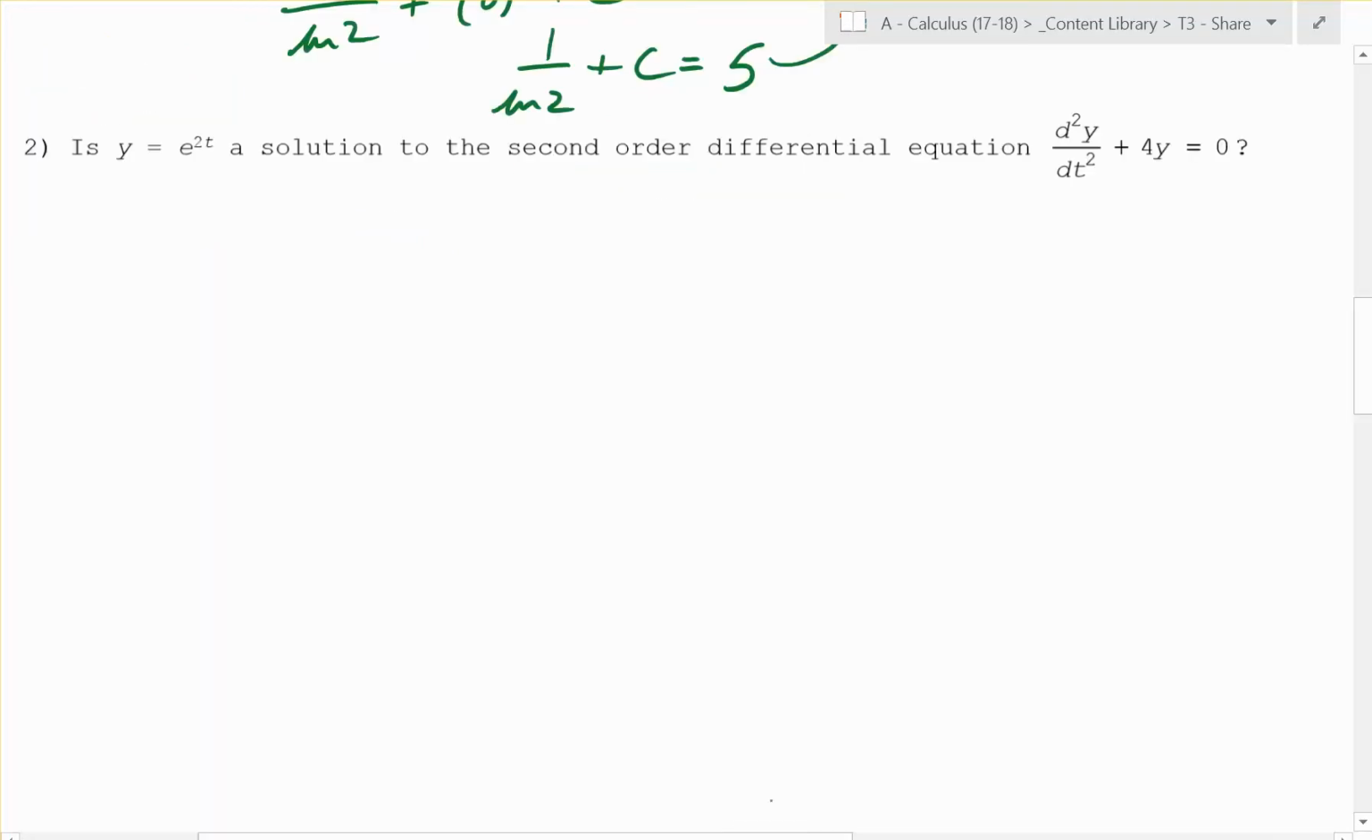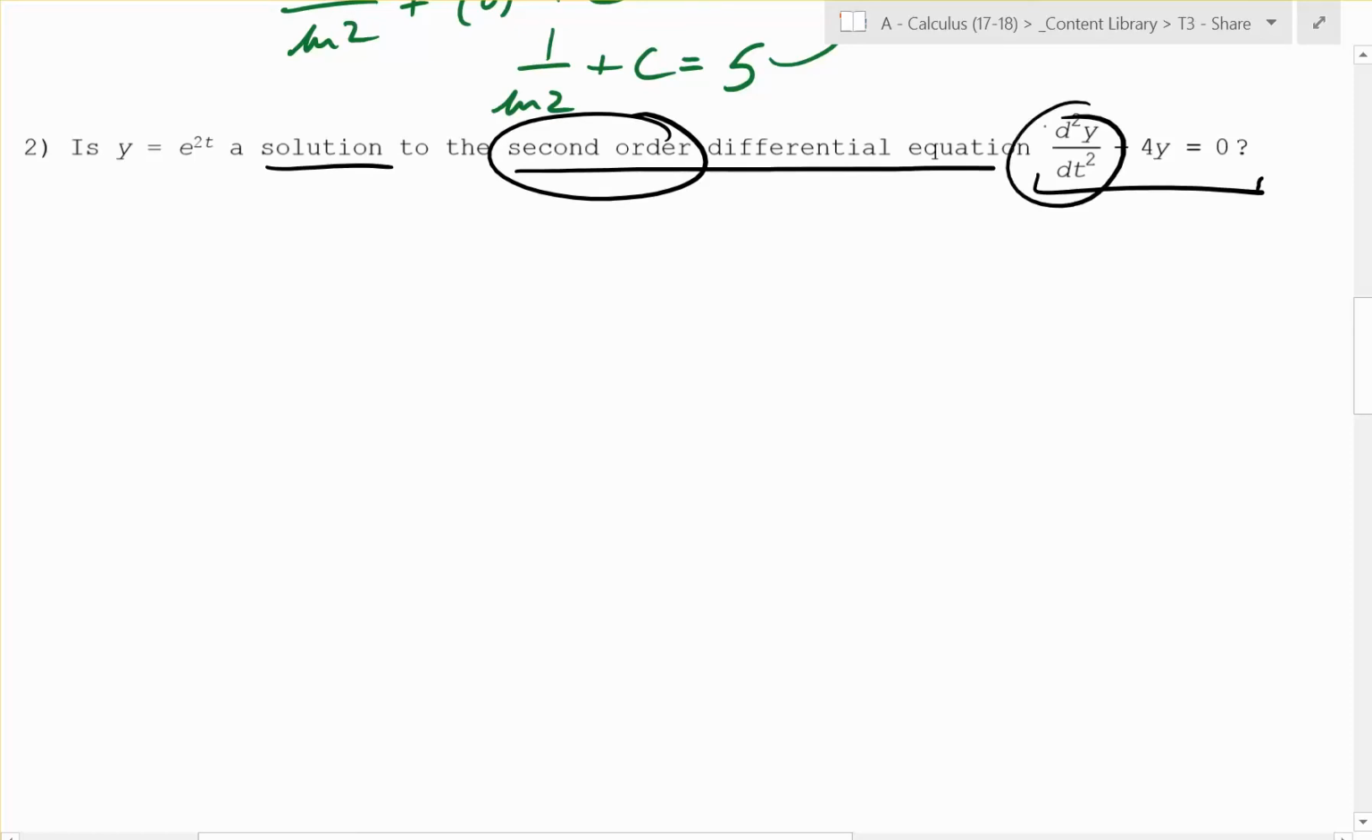So this one says, is y equals e to the 2t a solution to the second order differential equation? Well, second order just means it's a second derivative, and that's another way to write it right here. So there's a couple ways to test this. The best way to do it is to start here and take the derivative twice and see if it matches this equation.